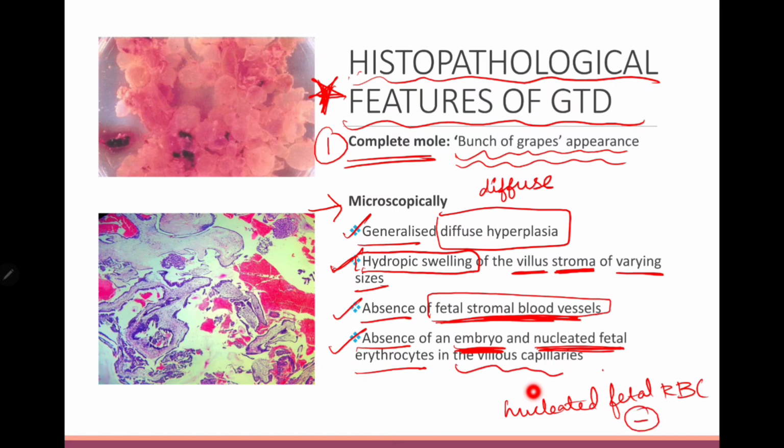Okay, in the villus capillaries. So microscopically, grossly a complete mole looks like a bunch of grapes, and microscopically there is generalized diffuse hyperplasia. Hydropic swelling of the villus stroma will be there, of varying size, and absence of fetal stromal blood vessels. An embryo will be absent, as well as nucleated fetal RBCs or erythrocytes in the villus capillaries also will be absent.